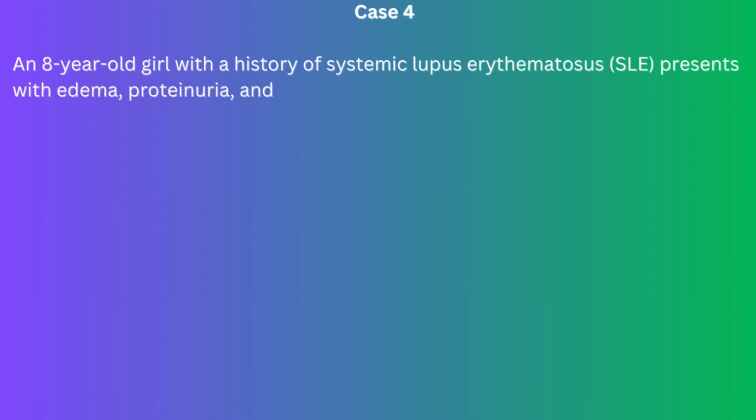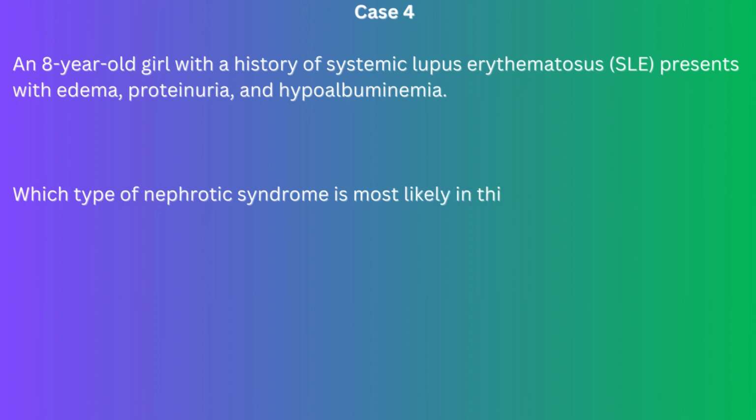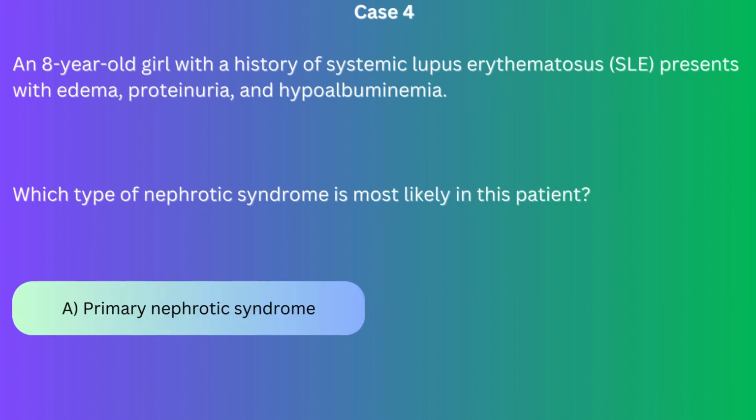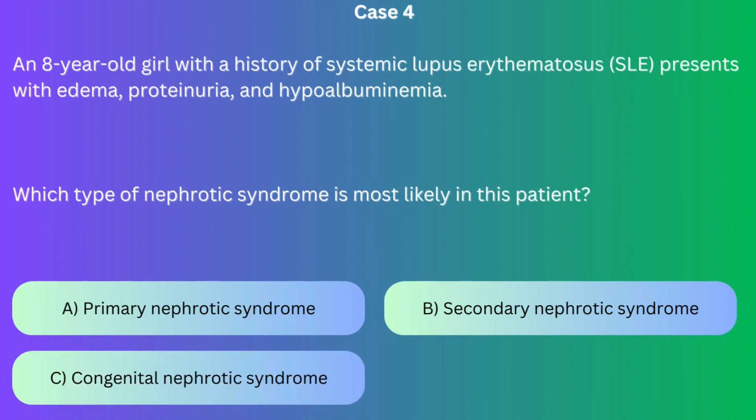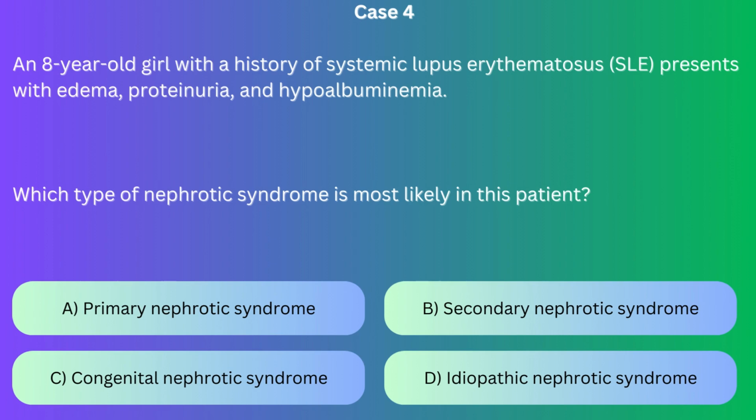An 8-year-old girl with a history of systemic lupus erythematosus presents with edema, proteinuria, and hypoalbuminemia. Which type of nephrotic syndrome is most likely in this patient? A. Primary nephrotic syndrome. B. Secondary nephrotic syndrome. C. Congenital nephrotic syndrome. D. Idiopathic nephrotic syndrome. Of course, the correct answer is B.